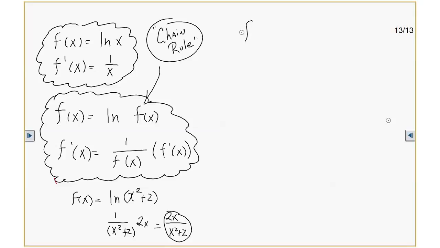f of x is equal to log base a of x. f prime of x is going to be equal to 1 over x natural log of a. It's kind of like the change base formula.